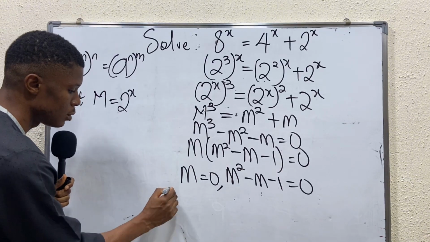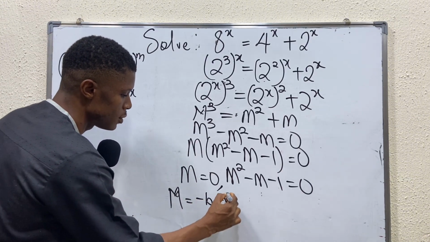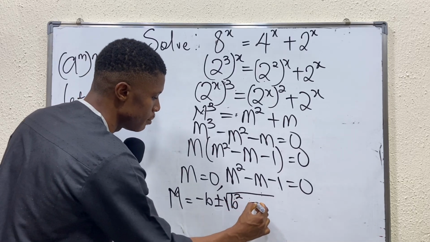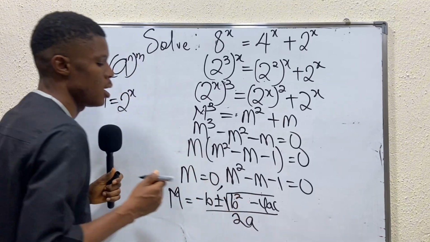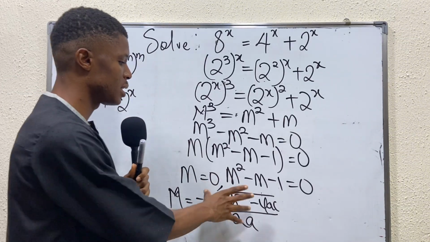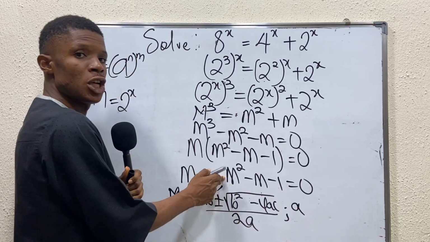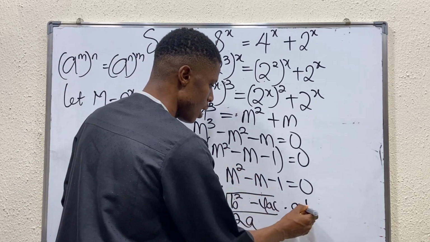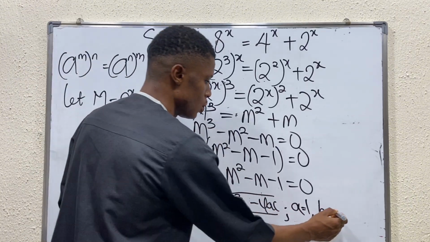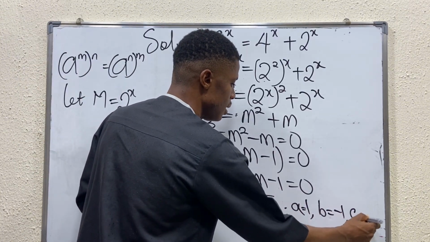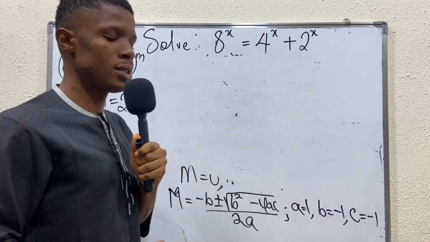In the general quadratic equation, we say that m is equal to minus b plus or minus the square root of b squared minus 4ac, divided by 2a. This is the general quadratic equation we know. At this point, our a is the coefficient of m squared, which is 1. Our b is the coefficient of m, which is -1. And our c is the last term, which is what? -1 also. So let's plug into the equation.